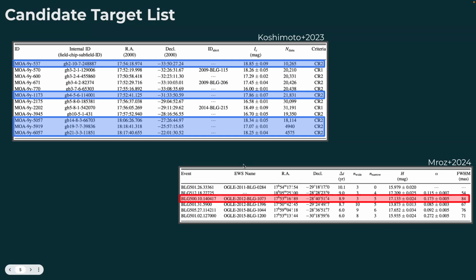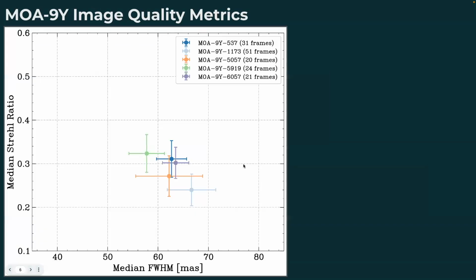I don't have enough time to go through our results, and we're not ready to present all of our results. So I'll just show a few examples. Before that, I wanted to explain some image quality metrics from Keck. This metric called the Strehl ratio is used a lot, and as well as the full width half max, the size of the point spread function, is used a lot in adaptive optics imaging.